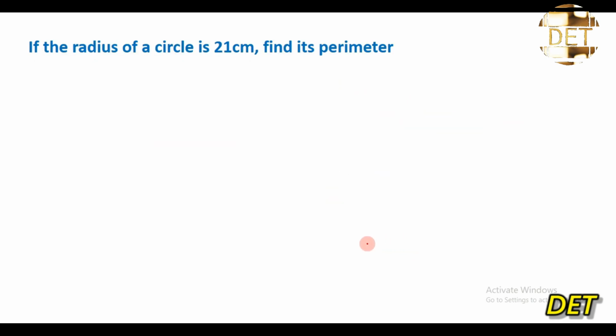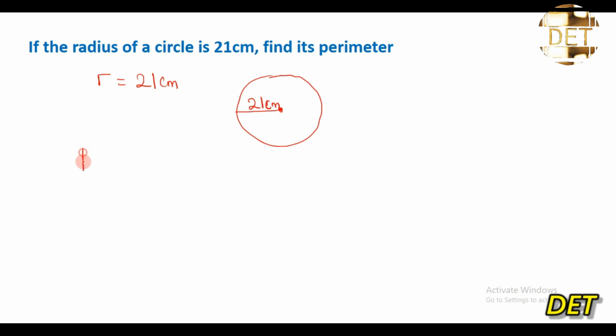Okay, let's look at the last question that I have here. The question is, if the radius of a circle is 21 centimeters. So now we'll be given that the radius is what? 21 centimeters, right? So I'm going to draw the circle. This is the circle in question. This is the center of the circle. So the line drawn from the center of the circle to any part of the circumference is the radius, right? So we're given that the radius is 21 centimeters. If the radius of a circle is 21 centimeters, find its perimeter.